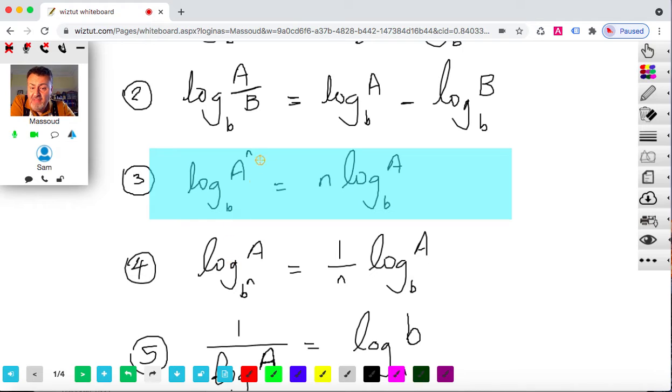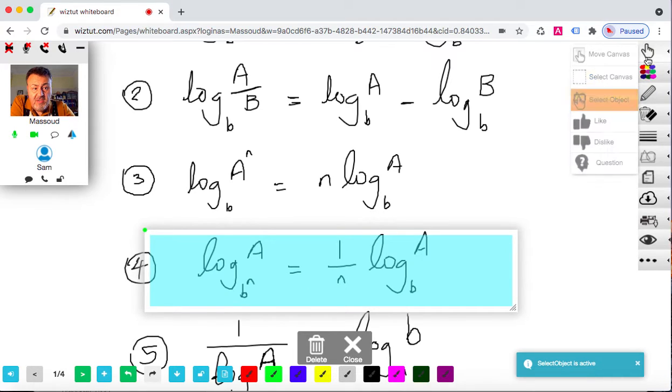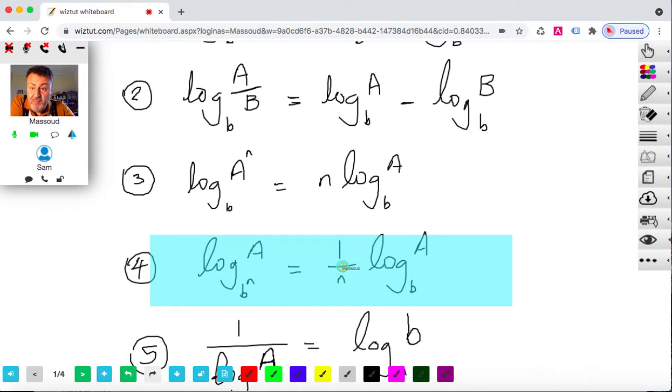And then the power, instead of being on the subject, in the next rule, if the power is on the base, then it still comes out as a coefficient, but it would be a reciprocated coefficient. So instead of being n times log of, it would be 1 over n. So for example, if that power was 3, then you get a third multiplied by log of a to the base b.